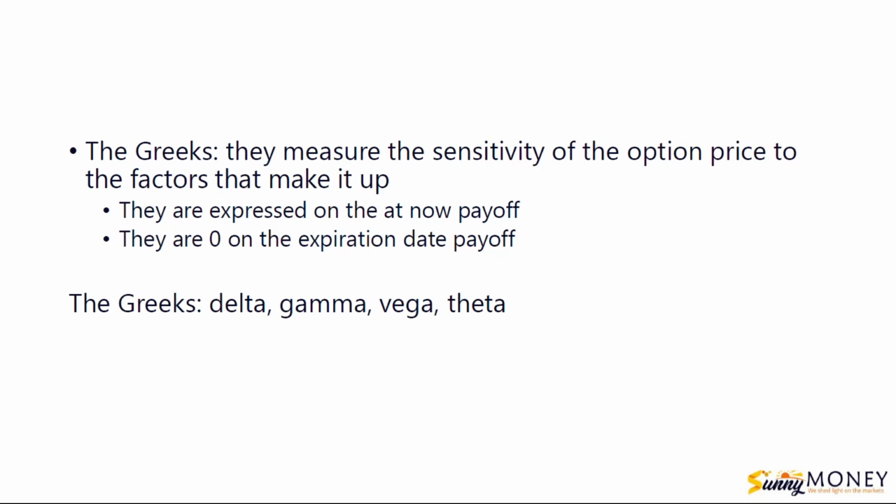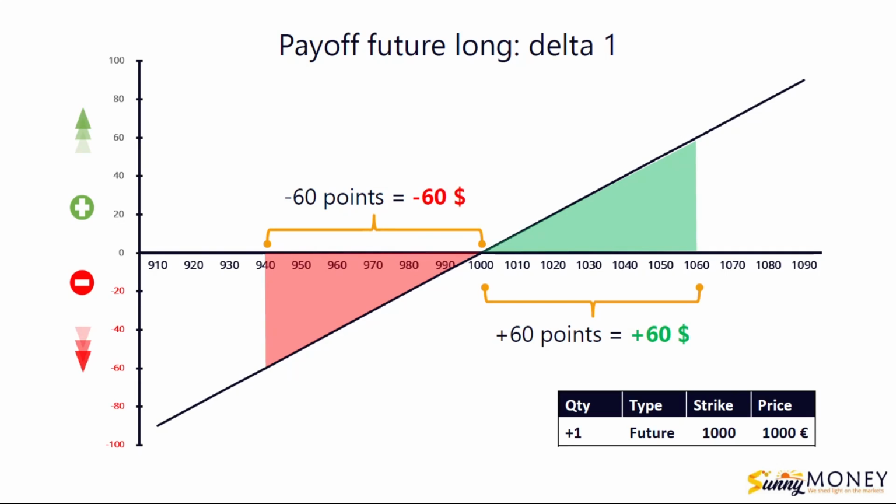Let's start from the delta. Delta indicates the sensitivity of the option premium to changes in the underlying price. To understand the delta, let's look at the risk profile of a future. ETFs, futures, and shares are linear instruments whose value and payoff are always constant. In fact, their delta is equal to 1, regardless of any volatility there may be on the market.